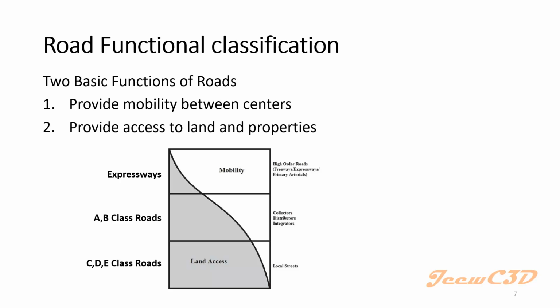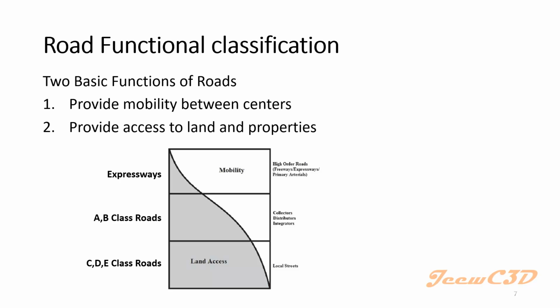Then we will be looking at the road functional classification. Before designing roads, we have to know what the functions of a road are. We have two basic functions of roads: provide mobility between centers, and provide access to land and other properties. Providing mobility between centers means giving a way to travel between two locations. If you consider traveling from Colombo to Kandy, there are several roads. So we call it mobility.